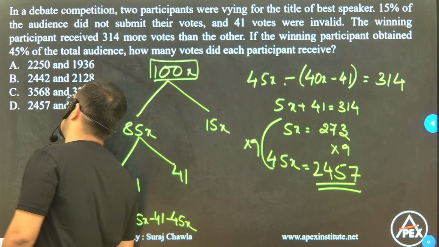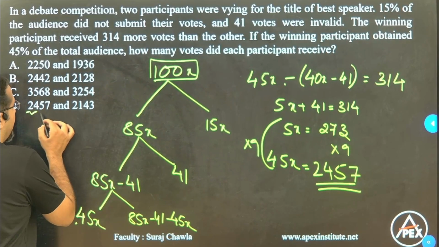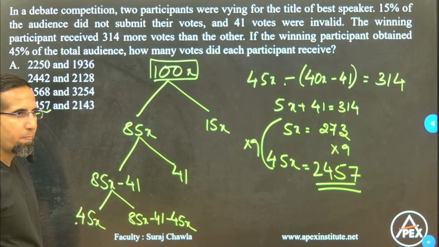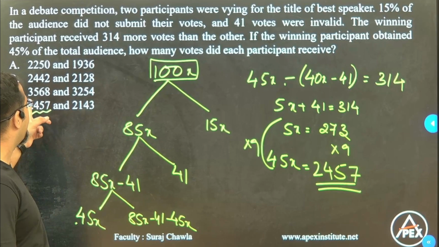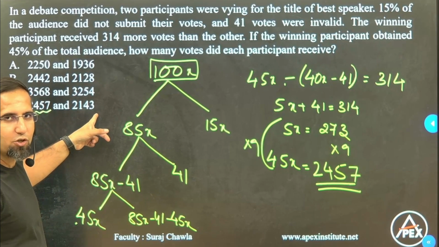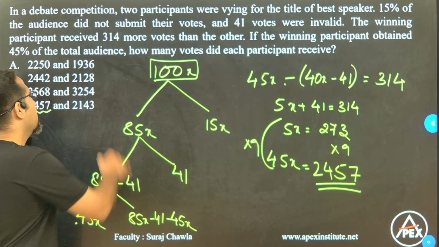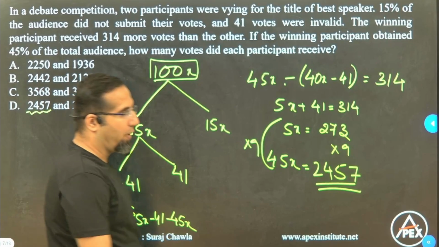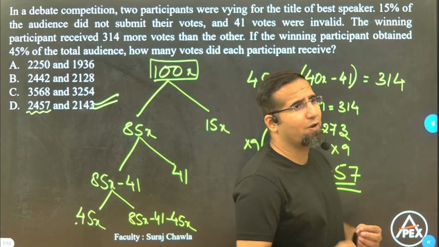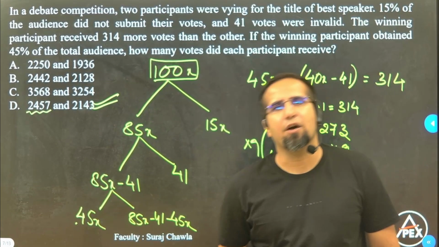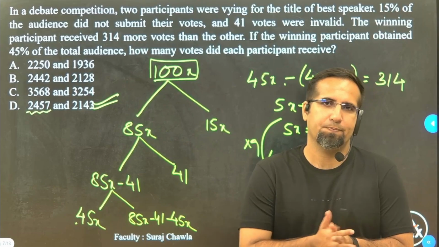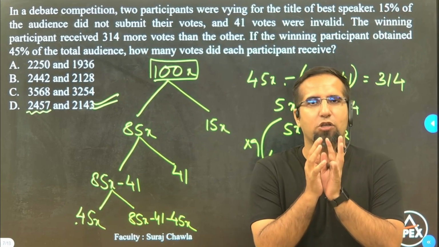And if you look at the options, 2457 एक ही ऑप्शन में है. अब इसमें से अगर मैं 314 सब्ट्रैक्ट करता हूं तो मुझे 2143 आएगा, which means this is going to be my required answer. Remember the difference between winner and loser is 314 votes. Clear? So again a very interesting concept on votes.